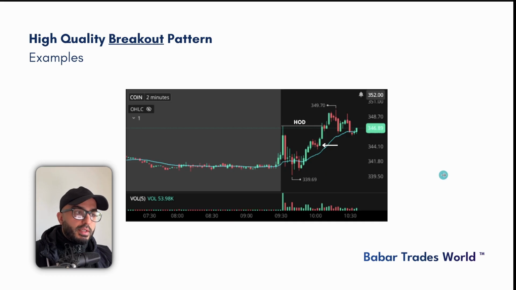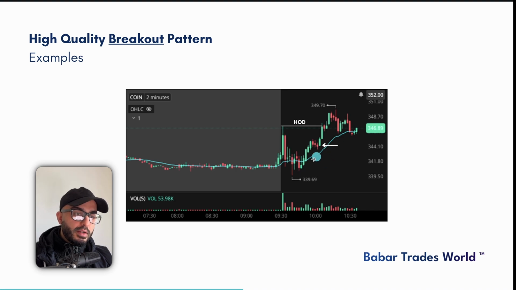So here are some real examples of trades that I have seen. I have been documenting all of my trading activity. I have been documenting all the quality trades that I see in the market. Most of them I take, some of them I just see and I'm able to take a screenshot of later. But this is an example of Coin on the 2 minute chart very recently.